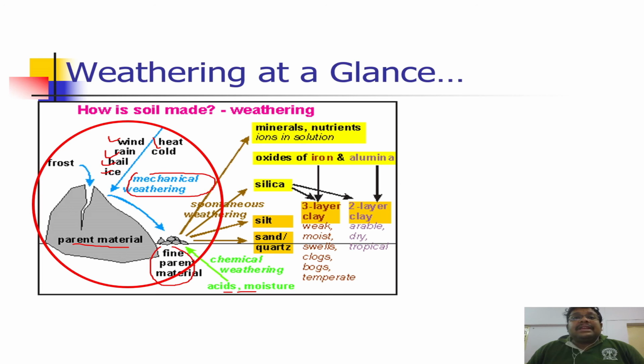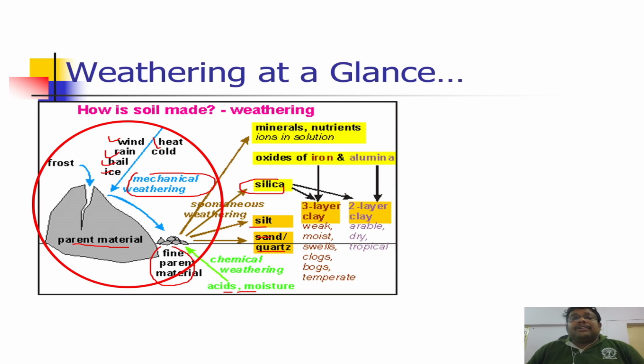There will also be some spontaneous weathering going on, and this fine parent material will produce silt and sand and quartz. Sands are basically the quartz, so they will further reduce in size and produce the silt and sand. And due to this chemical weathering, they will produce the silica, and from this silica there will be formation of 3-layer clay and 2-layer clay. We'll discuss this clay structure later in our coming lectures.